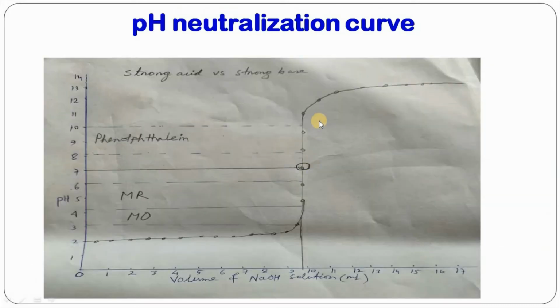Well, here I have shown a typical example of a pH neutralization curve for titration of the strong acid hydrochloric acid and the strong base sodium hydroxide. So, if you draw a vertical line along the x-axis, and if you see the working pH range for phenolphthalein is 8.2 to 10, and for methyl orange it is 3.2 to 4.4, and for methyl red it is 4.4 to 6.1.